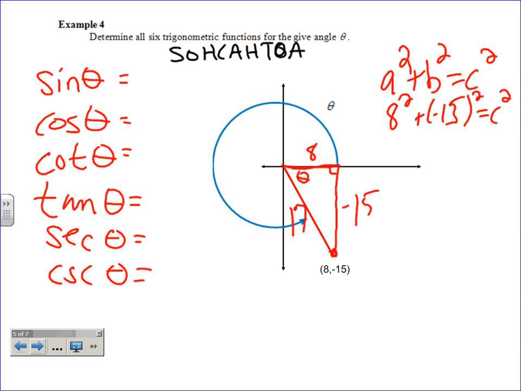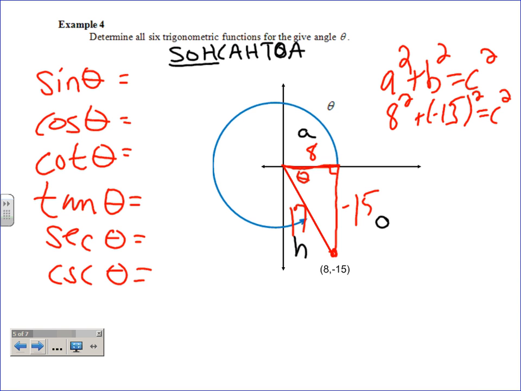So let's just do sine, cosine, and tangent first because those are the ones that come from SOHCAHTOA. And once you get those three, the other three are just the reciprocals of those answers. You just have to know which one goes where. Okay. So sine then, according to this, is opposite over hypotenuse. If we're talking about that angle, this negative 15 is opposite. This one's hypotenuse, leaving this one to be adjacent.